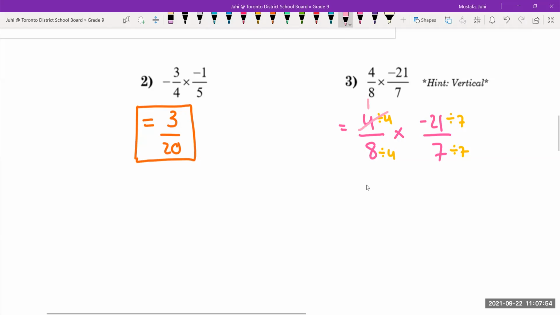What is 8 divided by 4? I'm going to cross this out and I'm going to write a 2. Can you guys confirm that 4 over 8 is the same as 1 over 2? Yeah. So all we did is we kept the fraction the same. We haven't changed it. We're just making the numbers smaller so it's easier for us.